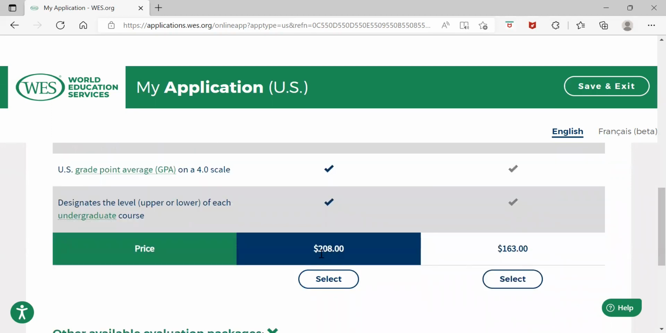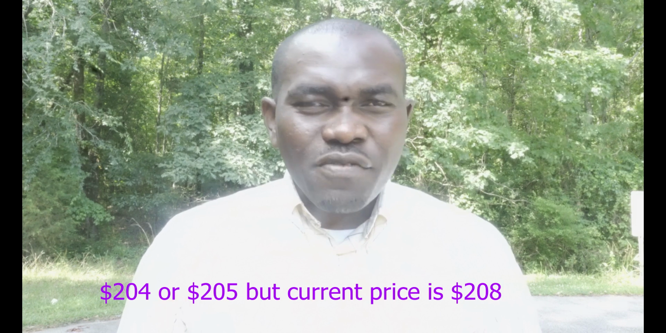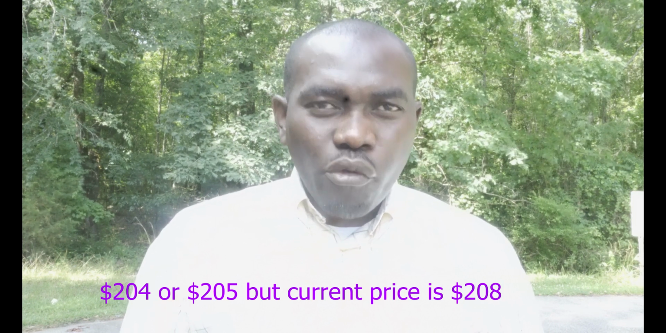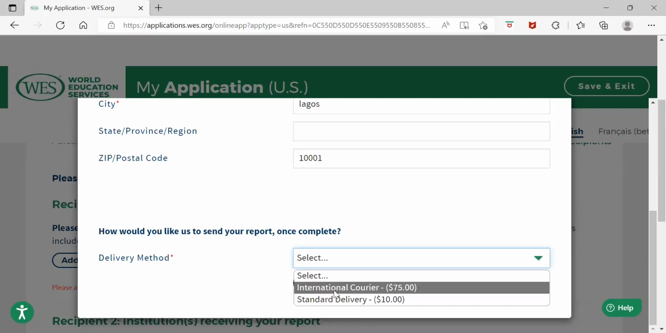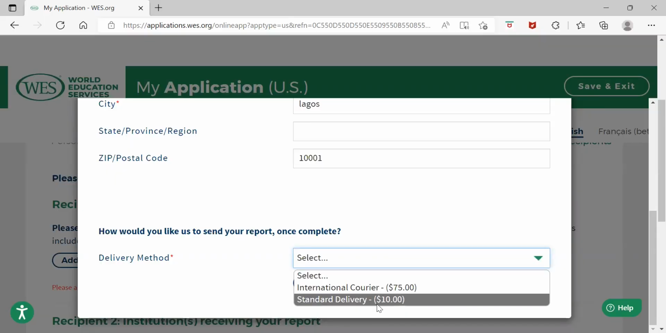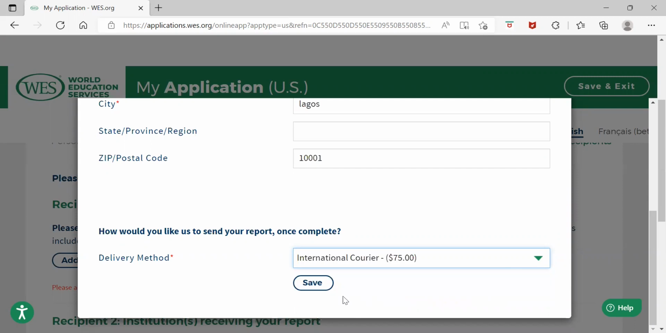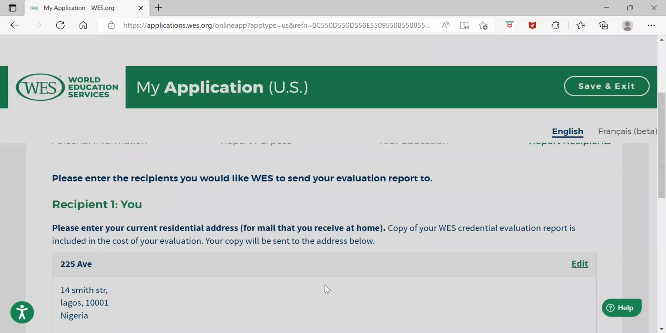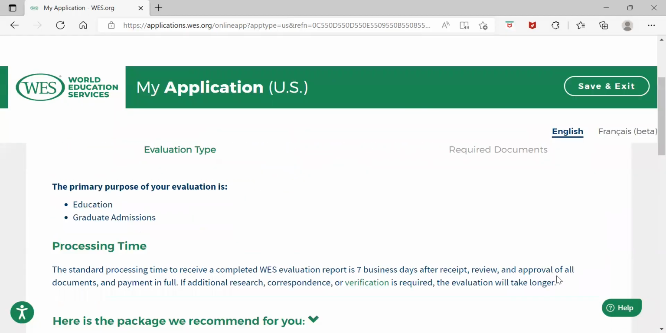I know WES is not going to do anything about your evaluation if you don't make the payment, so it is always advisable to make the payment. And at the last time I checked, the payment for WES is 205 or 204. The courier service they are going to use is going to also determine what the total fee is going to be. I know for the standard it's $10, and if you want a courier like DHL, the one that you can track, I think it's about $75, making the total package to be around maybe $285 US.